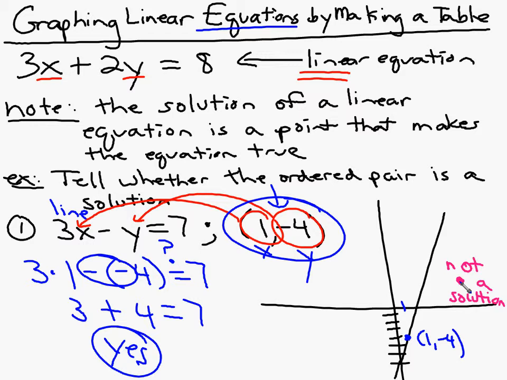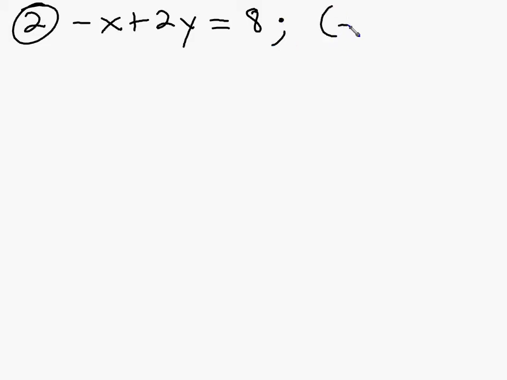So let me give you one to try. I'll pause the video and you try this one on your own. Let's say the equation is -x plus 2y equals 8, and the point that we're checking is -2, 5. You see if that is a solution.